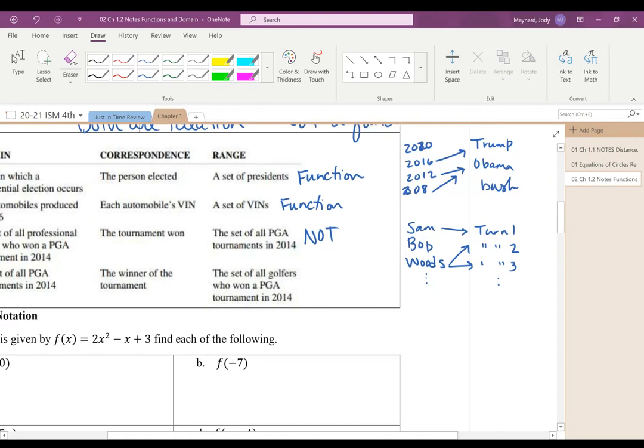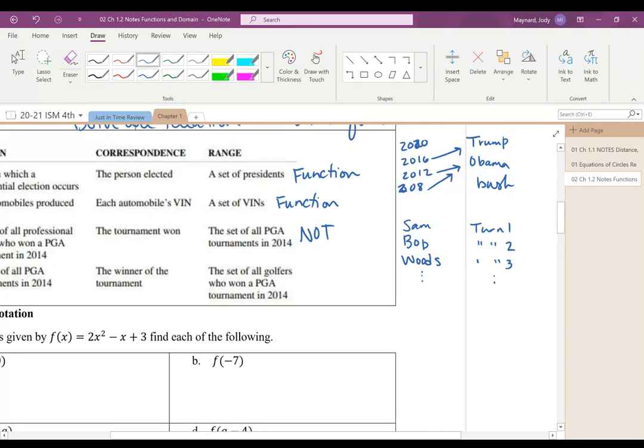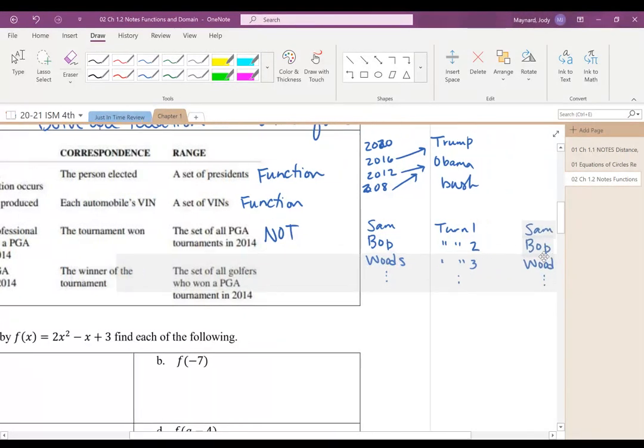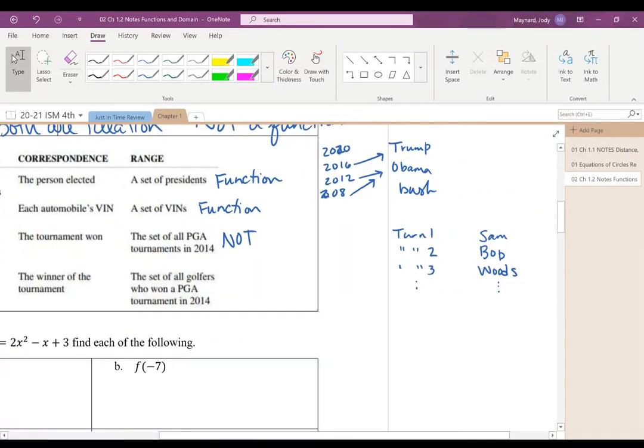So let's flip them. If we flip them and say, all right, we want to look at the tournaments as our X value and the people as our Y value, does each tournament only have one winner, or can it have 2 winners? It can't have 2 winners, right? Tournaments can't have 2 winners. We're not going to talk about ties. You can't have 2 winners for one tournament, right?